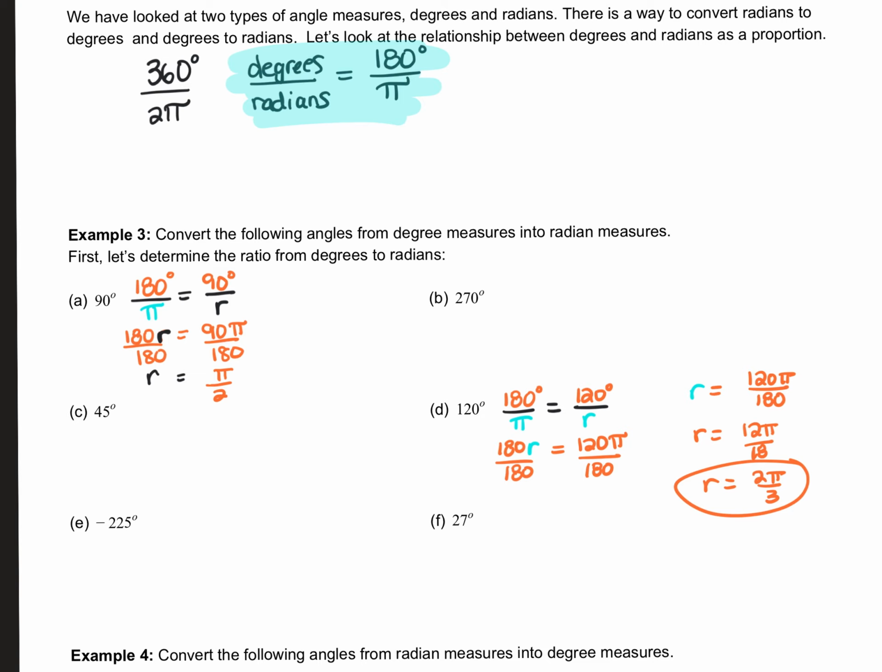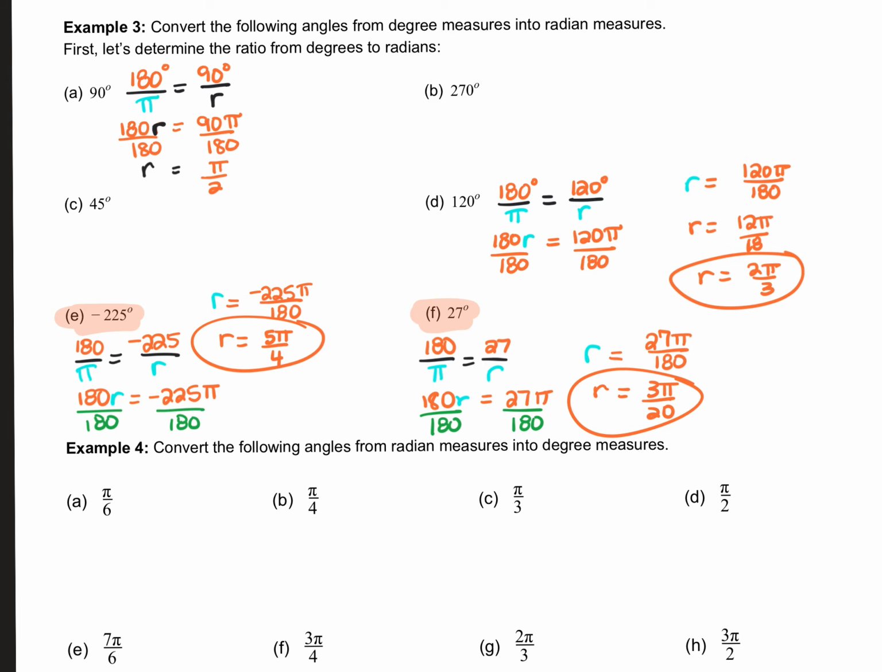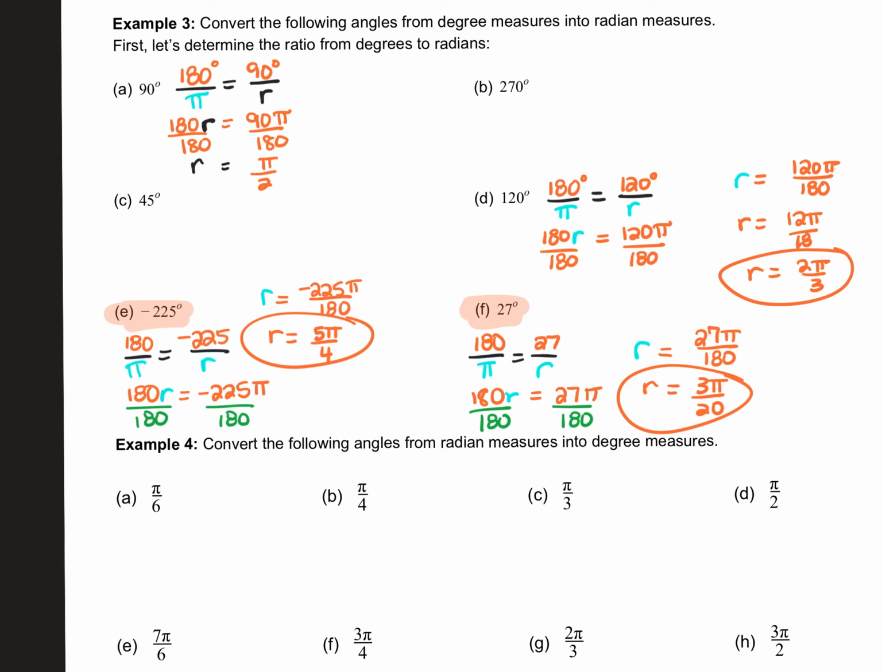All right. Why don't you pause the video and try F. Actually, try E and F, and then come back and check your answer when you're done. All right, so take a second, check your answers. You should have gotten 5 pi over 4, or negative 5 pi over 4. Oh, I almost made the mistake that you guys always make. It's negative 5 pi over 4. And then should have gotten 3 pi over 20 for 27 degrees.